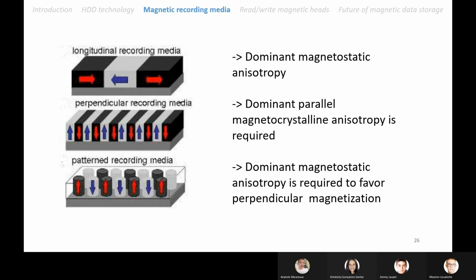So depending on the recording type chosen for the medium, a specific direction of magnetization will be desired. We will choose the material depending on whether a dominant magnetostatic or magnetocrystalline anisotropy is needed. We can see the clear opposition between longitudinal and perpendicular recording. Patterned recording media is a more recent technology, but we can easily understand that a dominant shape anisotropy is needed since the direction is in the plane of the different patterns.